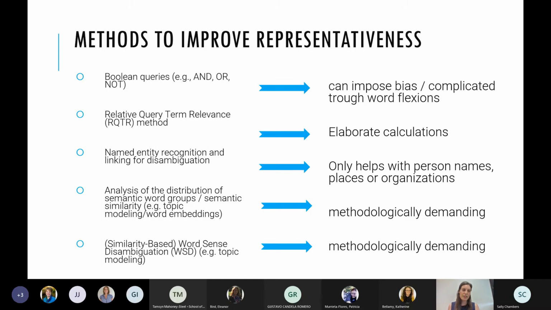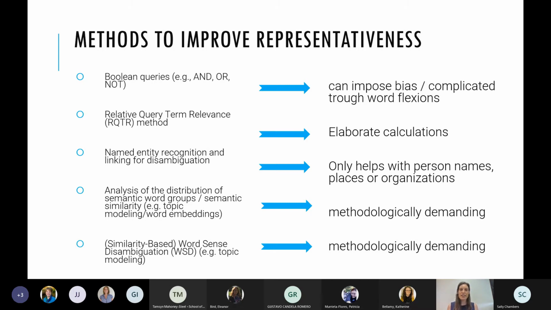Another method from the information retrieval is the relative query term relevance method, the RQTR method. It's also a method that builds on keywords and a combination of keywords, but it's kind of mathematical. So it tries to have a main keyword, for example, migration, and then tries to find keywords that also lead to articles on migration if you combine them.